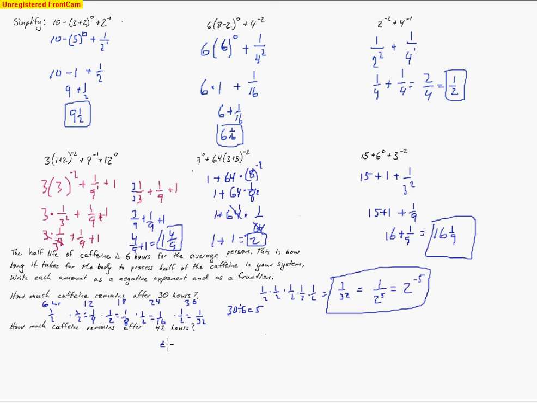So I'm going to do that here. I'm going to divide 42 by 6 to find out how many half-lives I have. Well, that's 7 half-lives. So that means it's going to be 1 over 2 to the 7th power. And so if I go ahead and multiply that out, that makes 1 over 128. And if I wrote that as a negative exponent, it would be 2 to the negative 7th power.